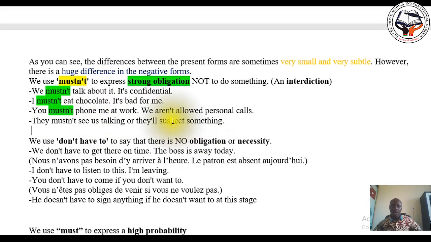We aren't allowed personal calls. They mustn't see us talking or they will suspect something. Okay, so if you want to express a strong obligation not to do something, you can use mustn't.